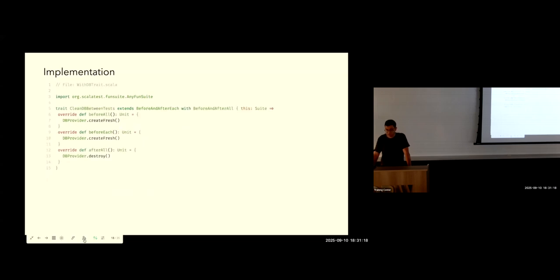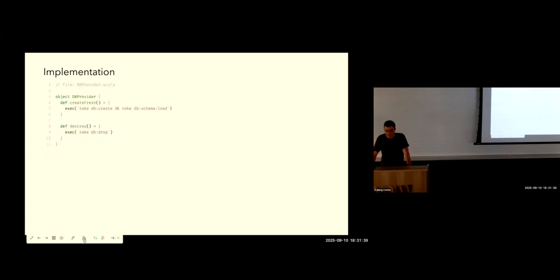In order to also make our developers' lives easier, we are adding this trait as a separate interface. In other words, this interface just creates a fresh database before all tests. It's just cleaning the database in between the tests, and it destroys it afterwards. In those create fresh and destroy commands, we are actually running our rake.